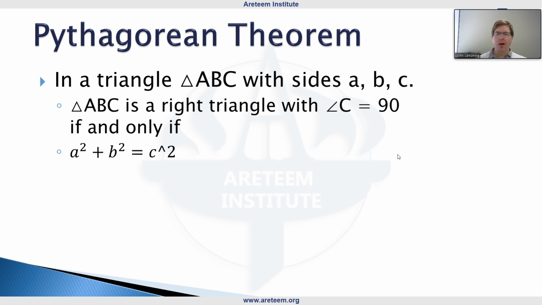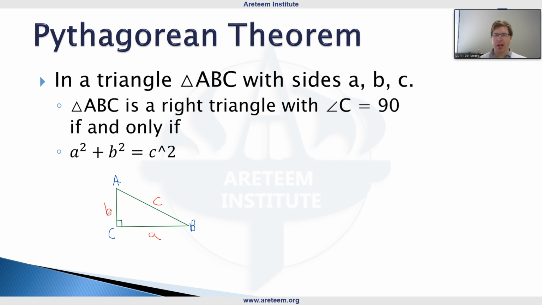So one very important, still basic theorem, even in middle school geometry, you should know this: the Pythagorean theorem. In a right triangle with an angle of 90 degrees, a squared plus b squared equals c squared, only if we have a right triangle. Here is our diagram. We have our sides C, A, B, and our lengths a squared, b squared, and so on.